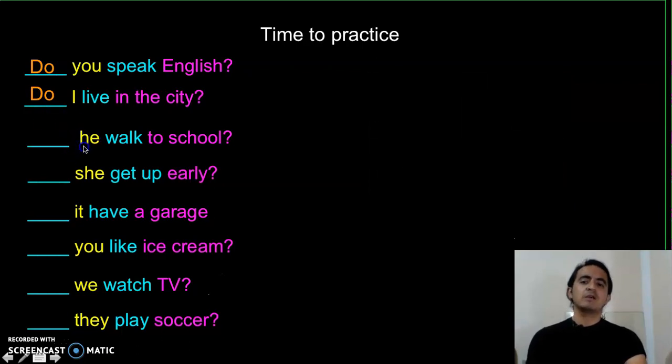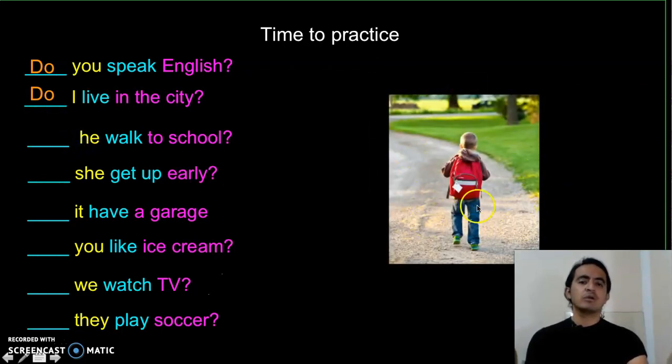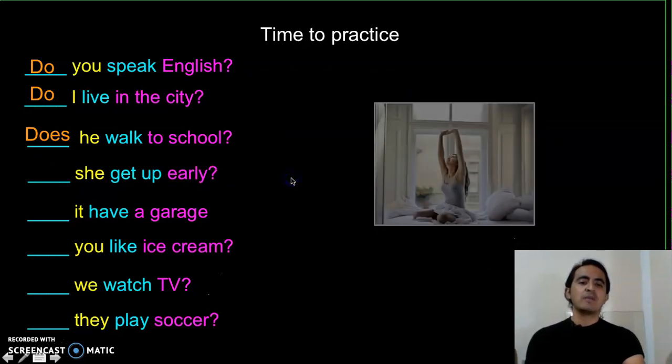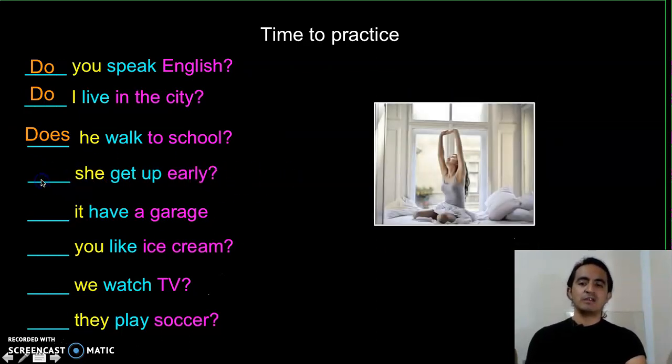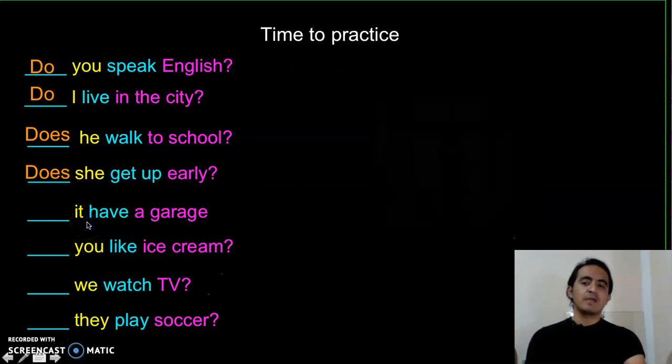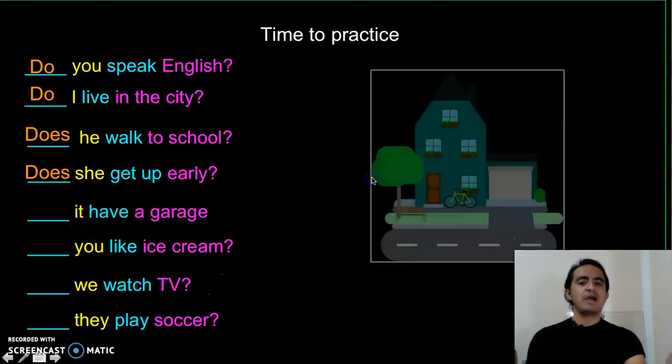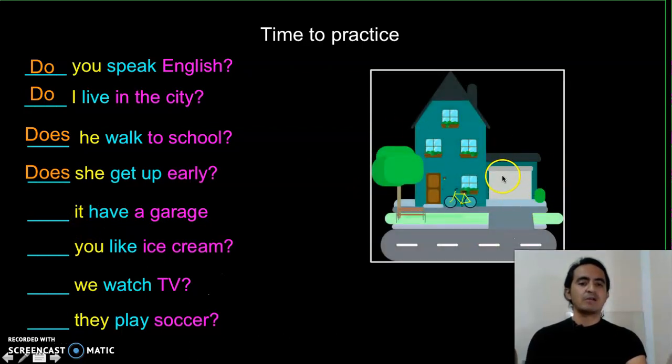Next one is, he walked to school. Do or does? What do you think? Is does. She get up early. Do or does? And the answer is does. Next example. It have a garage. The house. A garage. Do or does? And the answer is does.